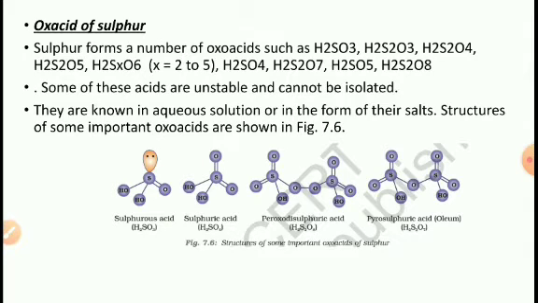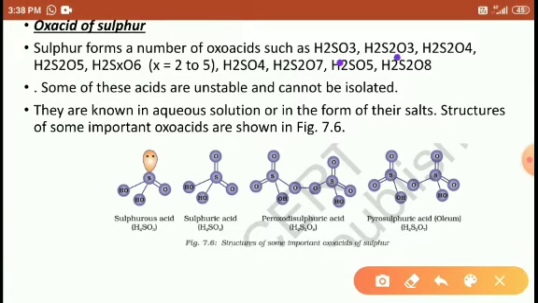Oxoacids of sulfur. There are a number of oxoacids, such as H2SO3, H2S2O3, H2S2O4, H2S2O5, and H2SxO6, where x means n number, either 2 to 5. All of these we call oxoacids of sulfur. It means the sulfur which is bonded with hydrogen and oxygen is called an oxoacid of sulfur, and during dissociation it releases hydrogen, so it is called an oxoacid of sulfur.